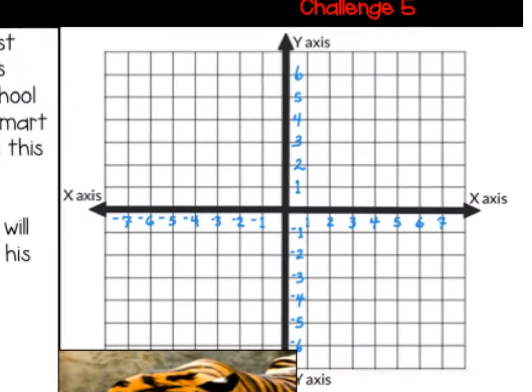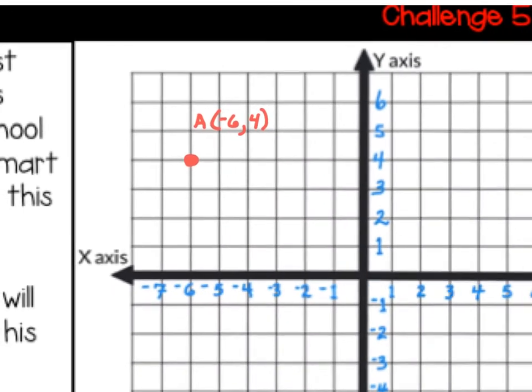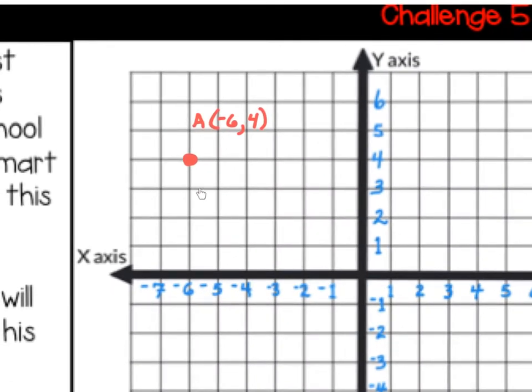Let's go ahead and do that right now. So once again, I'm going to go -6 and then +4. And then I'm going to plot that point right there, my friends. And that is going to be point A. So let's go ahead and write that in there. Point A, and it is -6, +4. And that goes in parentheses. And that is exactly what your paper should look like.